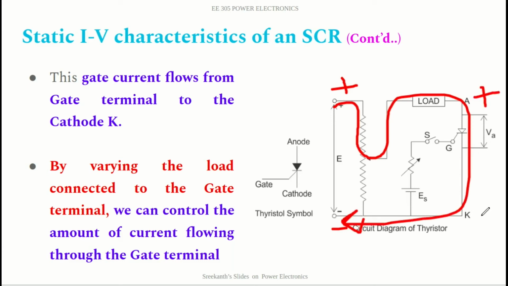A positive potential is applied across the anode and a negative potential is applied across the cathode. But you have to remember that still the circuit doesn't allow the flow of current. This is known as a forward blocking mode.